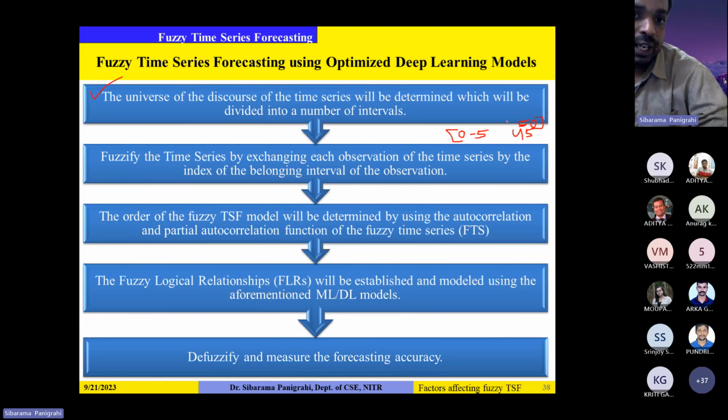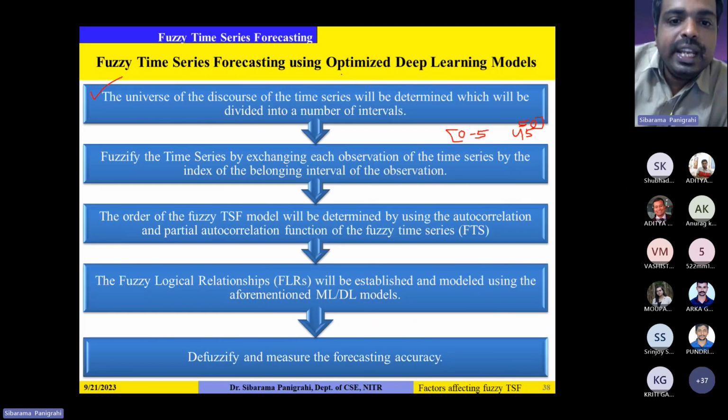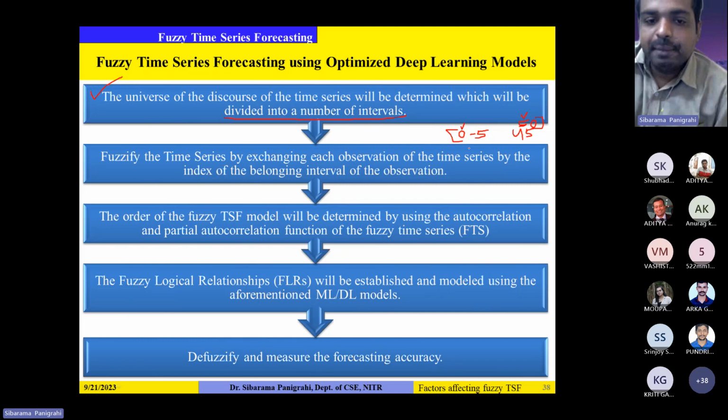So for a time series, we will define the universe of discourse by taking a practical increment on the higher value and a practical decrement on the lower value. Then we will divide the universe of discourse into a number of intervals. Now the universe of discourse is from 0 to 50. So we will divide it into, let's say, 5 intervals. 0 to 10 degrees, very low temperature. 10 to 20 is low temperature. 20 to 30 medium temperature. 30 to 40 high temperature. 40 to 50 is very high temperature.